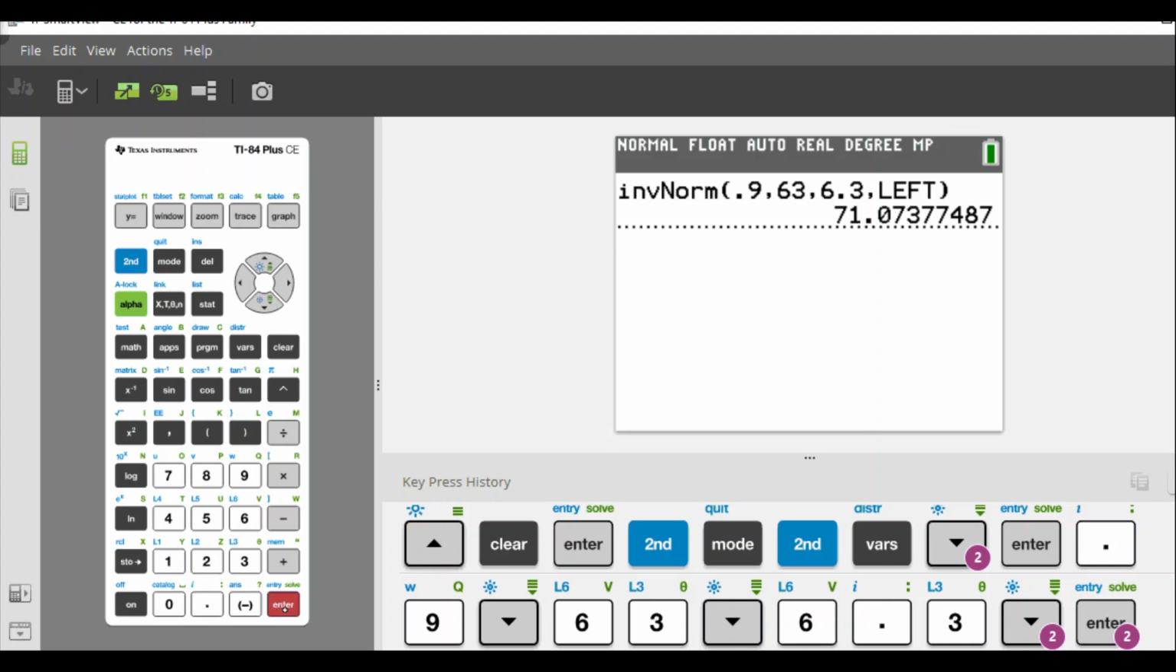A score of 71.073, but let's put 71 here because that's the score we're looking for. Inverse norm is used to help us find a numerical value, and so a score of about 71 would represent the 90th percentile on this standardized test.